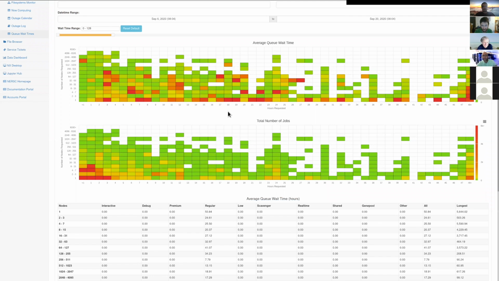Well, this is a very nice graph for our class use. Some people are waiting more than 20 hours. So this is nice. Be more patient. Yeah.